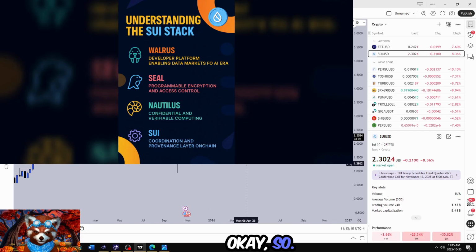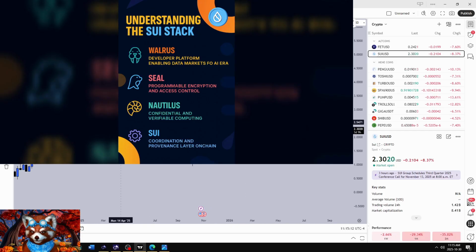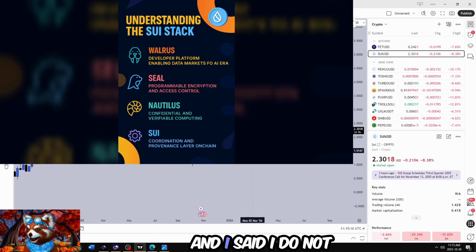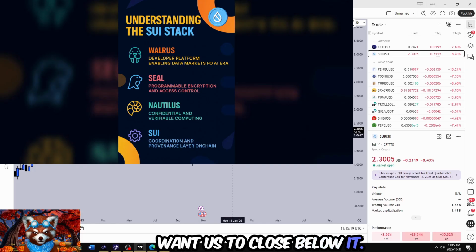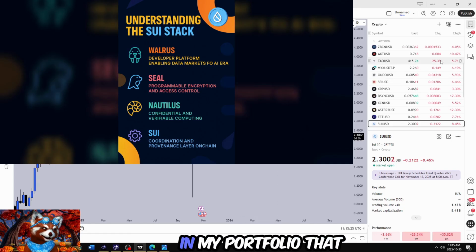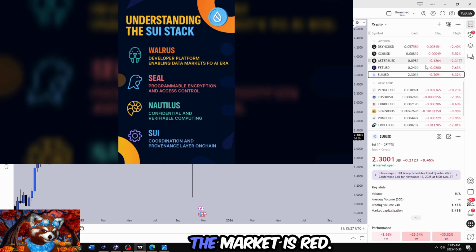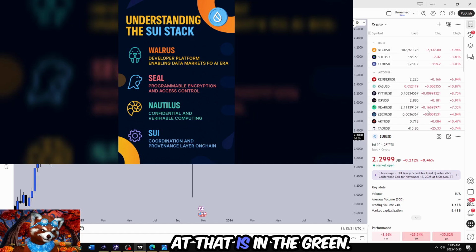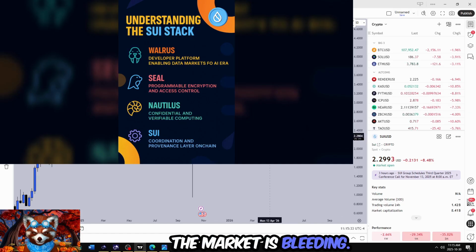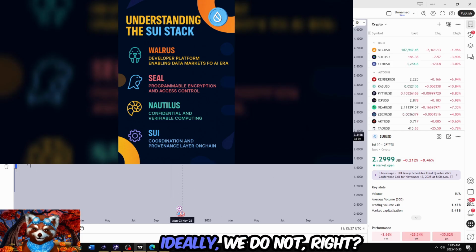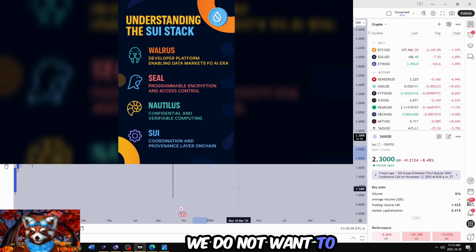Okay. So, last week, I marked out this weekly imbalance in price, and I said I do not want us to close below it. Now, we are still a few days away from closing the weekly candle. However, you can see in my portfolio that the market is red. I don't have a single thing that I'm looking at that is in the green, okay? The market is bleeding, so I would not be surprised if we do close below it. Ideally, we do not, right? We do not want to see a closure below.